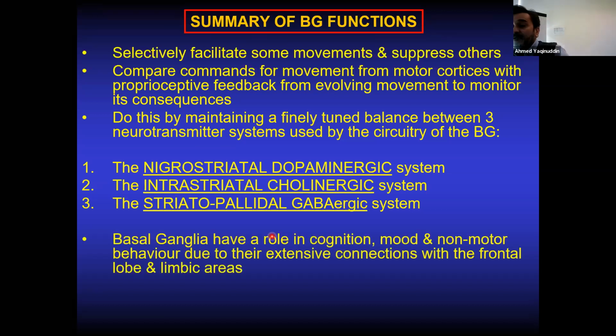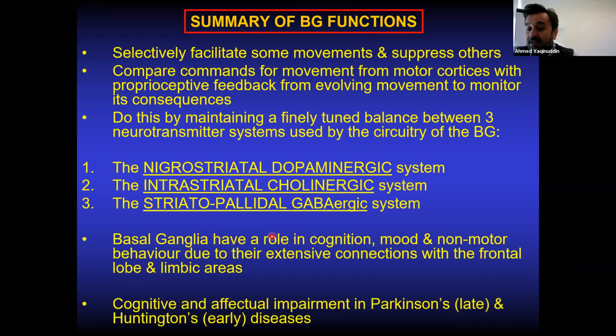Basal ganglia we have talked about in terms of the motor function, but it also has a role in cognition and mood and behavior. So it is not only related with the motor system, there are also extensive connections with the frontal lobe and the limbic areas. That's why it is also related with cognitive functions, executive functions, as well as behavior of people.